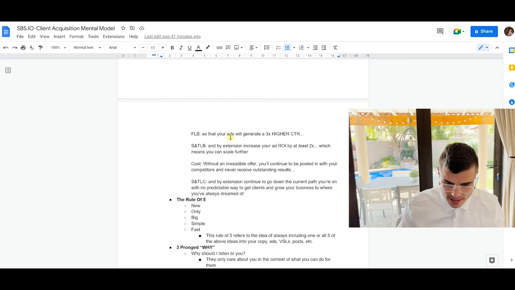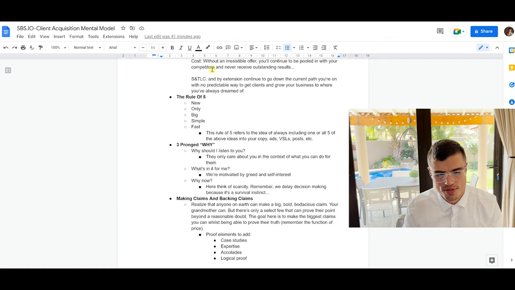So with an advertising example, that's what this is referring to, right? So we have the cost here, which is without an irresistible offer, you'll continue to be pulled in with your competitors, and you'll never receive an outstanding result because there will be so many of the same things, right? And by extension, if you continue down this current path you're on, there's no predictable way to get clients and grow your business to where you are always in demand, right? So you're not really hitting the needle. The needle is not really moving. It doesn't matter what your service or business is, right?